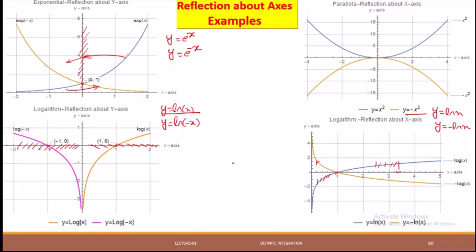Here are some exercise problems for you. y square is equal to minus x. Try to plot the graph of this. And y is equal to minus 1 by x, y is equal to minus x cube, and y is equal to minus sin x. Try to plot the graphs on your own, because you know some basic graphs. These graphs are given based on those basic graphs only. Verify your answers with the help of a graphing calculator. Hope you have understood these graphical transformations.